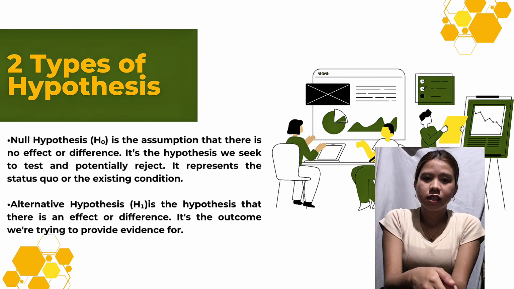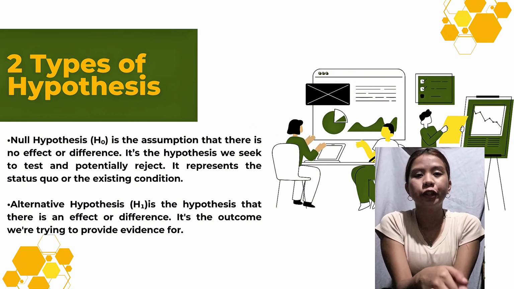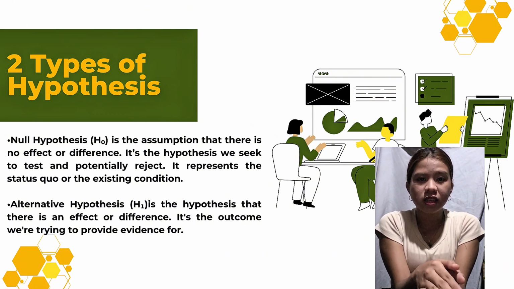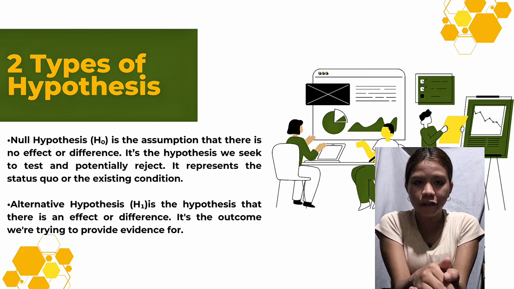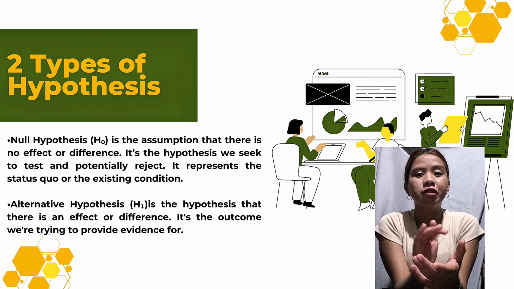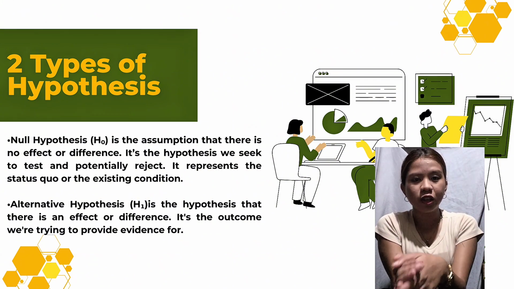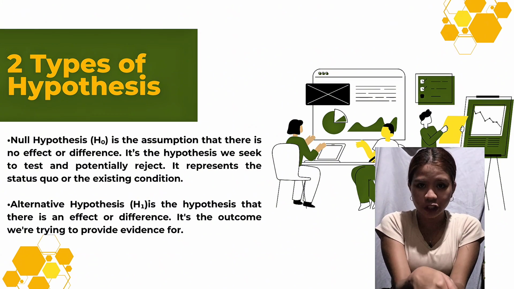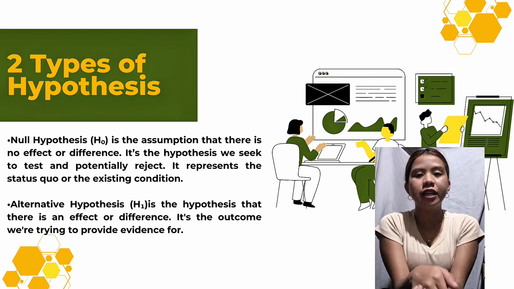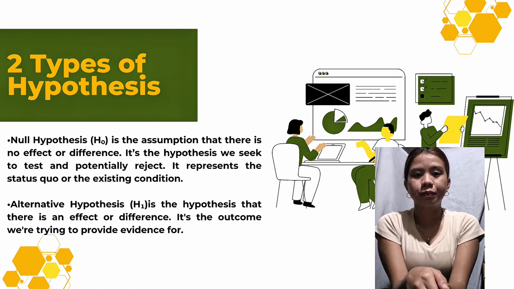So in hypothesis testing, we work with two competing hypotheses, the null hypothesis and the alternative hypothesis. So what is the null hypothesis? It is the assumption that there is no effect or difference. It's the hypothesis we seek to test and potentially reject. It represents the status quo or the existing condition. And the other one is the alternative hypothesis. It is the hypothesis that there is an effect or difference. It's the outcome we're trying to provide evidence for.